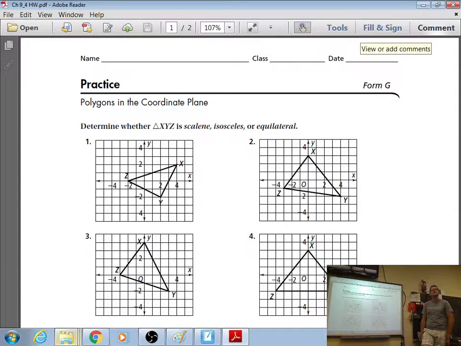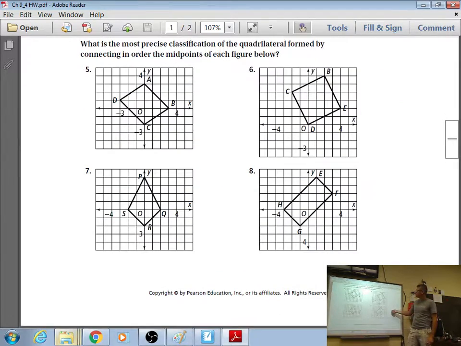We had a general question about it. We're on 9.4. We're almost done with chapter 9. Anything from 9.4? I was kind of wondering what all the classifications are that you can have for quadrilaterals. There's a really good Venn diagram.